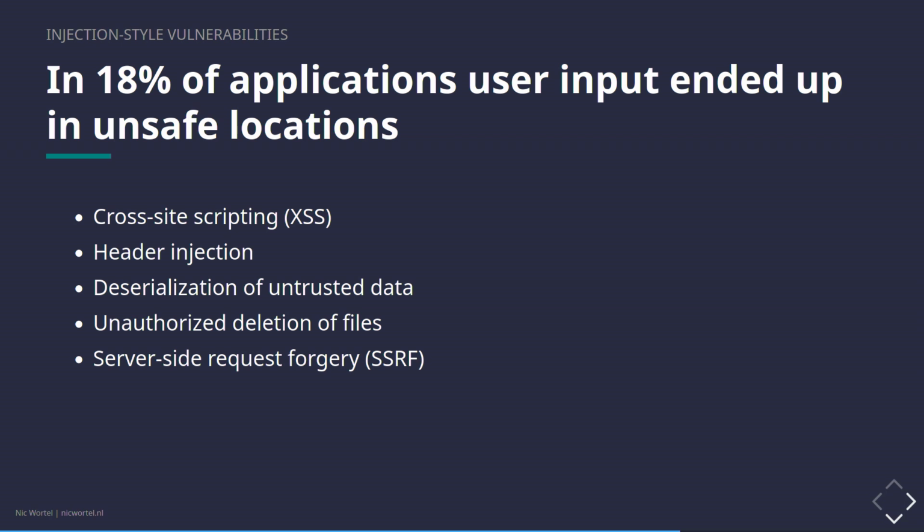So a few of the things I found were cross-site scripting, header injection, where user input ends up in an HTTP header, the unserialization of user data that can also be abused. In one application, it was deleting a file based on user input, and someone could change the input to delete a file that was not supposed to be deleted. And server-side request forgery, where the server is being tricked into making an HTTP request to an unsafe location.